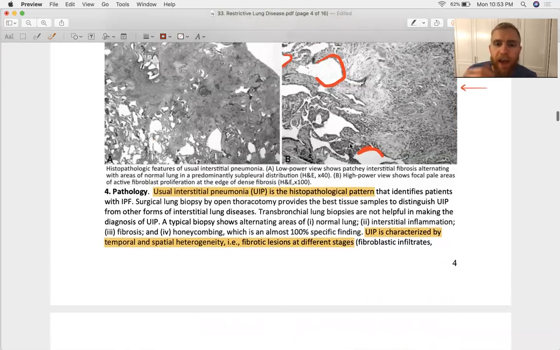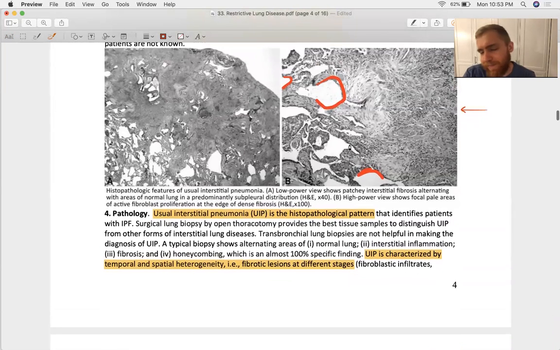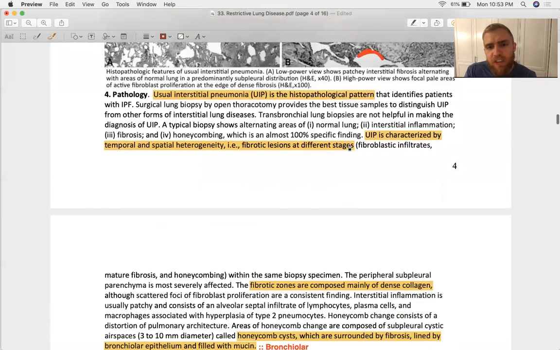So we call this histopathologic pattern usual interstitial pneumonia, which, I mean, I guess it's on us, the next generation and the next wave of practitioners, to come up with a better definition of it. I mean, I've got to give props to the people who have gotten us this far, but usual interstitial pneumonia kind of makes you laugh because it doesn't really tell you anything at all. It's characterized by fibrotic lesions at different stages.